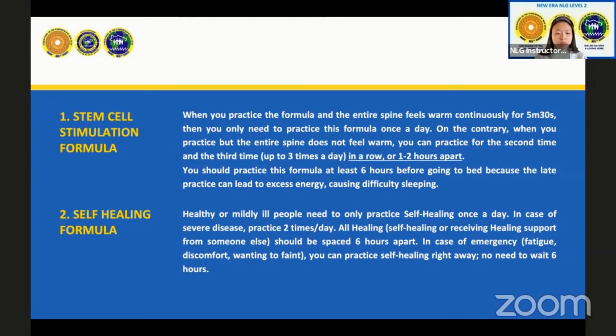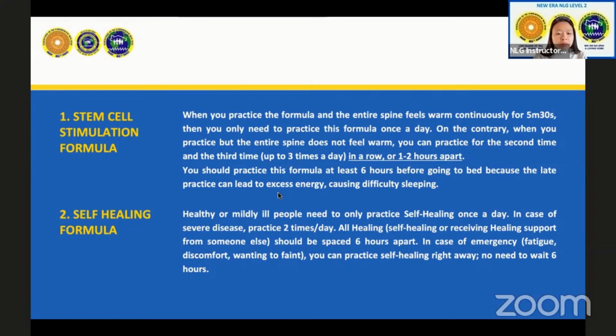And when it comes to the self-healing formula, healthy or mildly ill people need to practice self-healing once a day. In case of severe disease, practice twice a day. All healing, including self-healing, as well as receiving healing from another person or maybe from Mr. Lay, should be spaced 6 hours apart. In case of emergency, if you feel fatigue, discomfort, or want to faint, you can practice self-healing right away, and there's no need to wait for 6 hours.